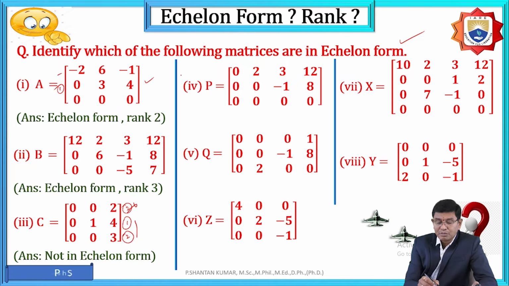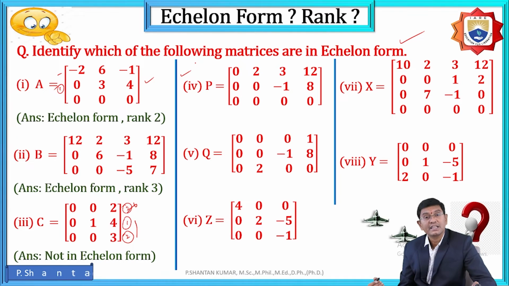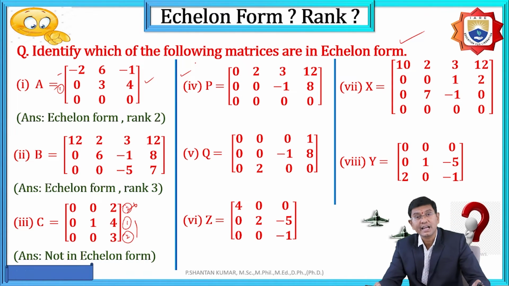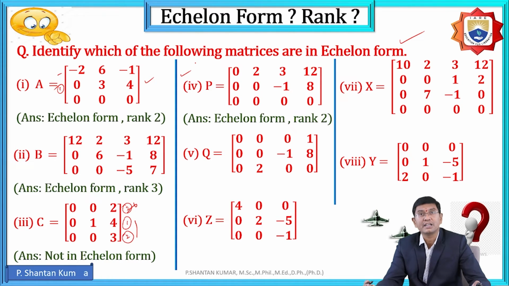Next, the fourth one: it is a matrix where a zero row is available and I kept it in the bottom, and the non-zero condition is also no problem. The third condition, before the non-zero number in the second row, is also satisfied compared to the first one. Therefore, it is the Echelon form. In this case, the rank of the matrix is the number of non-zero rows, which is 2. Therefore, the rank is 2.